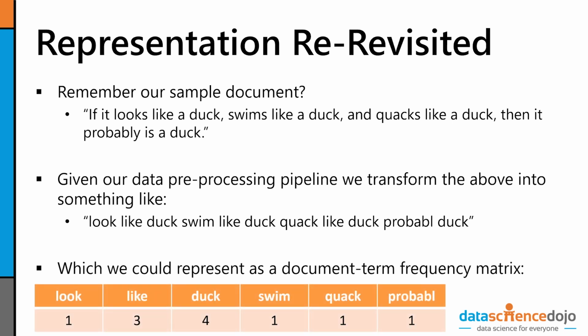Now, we also could see that, great, once I got this representation, the result of our tokenization processing pipeline, I can transform this into a data format that R can understand. We can create a document term frequency matrix, and we just count up all of the individual terms and create a table like this. So we have 1 look, 3 likes, 4 ducks, 1 swim, 1 quack, 1 probable. Cool. Great. That's our document term frequency matrix. We then said, okay, look, later on we can TF-IDF it and make these numbers actually more valuable than just the simple counts. But we'll ignore that for the time being.